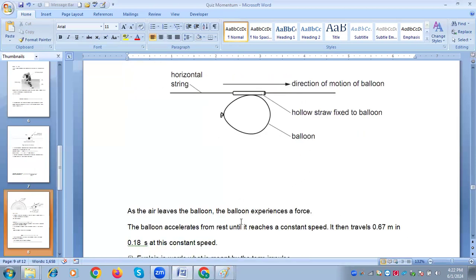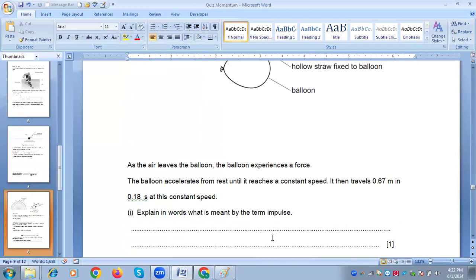As the air leaves the balloon experiences a force. The balloon accelerates from rest until it reaches a constant speed, then travels the 0.67 meter in 0.18 second at this constant speed. Explain what is the meaning of impulse. So product of force into time is impulse, and that is equal to change in momentum. This is what you will write here.